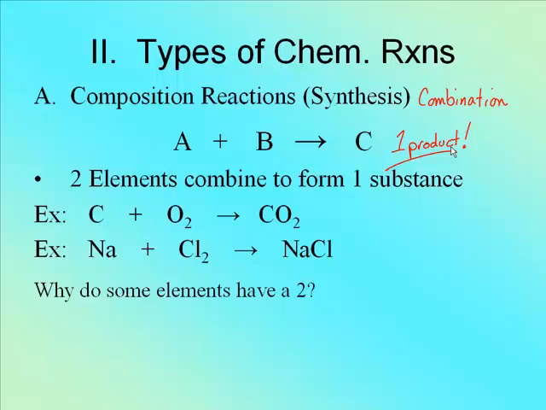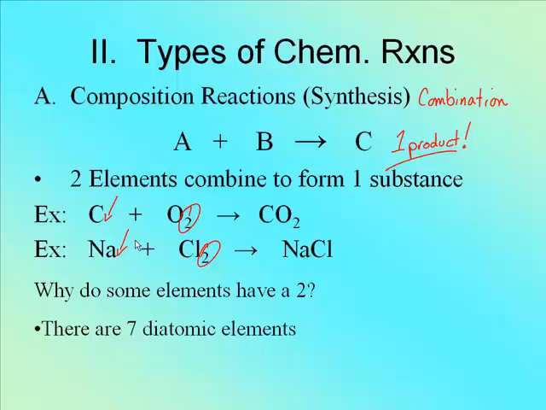Now, people always ask me, what is up with the twos? Because notice, no two, no two, yet oxygen and chlorine both have twos. Well, these elements are what are called diatomic elements. Di meaning two, atomic meaning atoms.